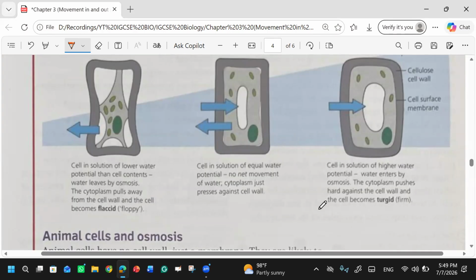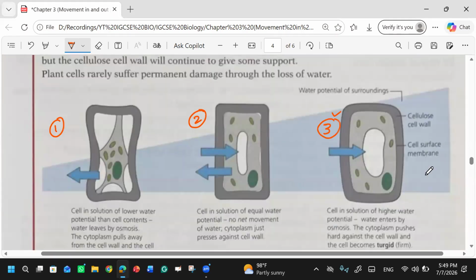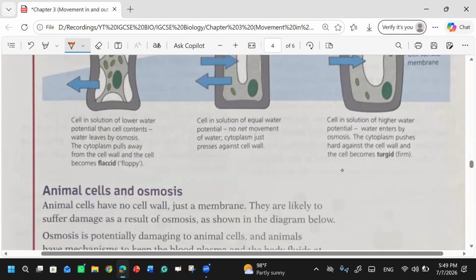This I have told you in the previous lecture, if you remember the concept of turgidity and flaccidity. They have mentioned three scenarios. This one they are talking about right now: if there is more water, what will happen? The vacuole will be full, the cell will swell, and the cell will become turgid. Clear?